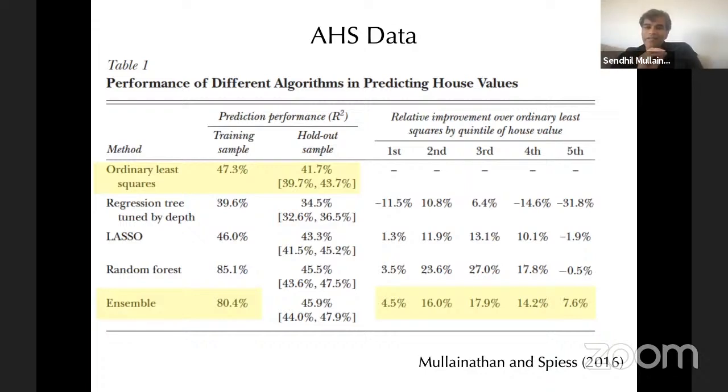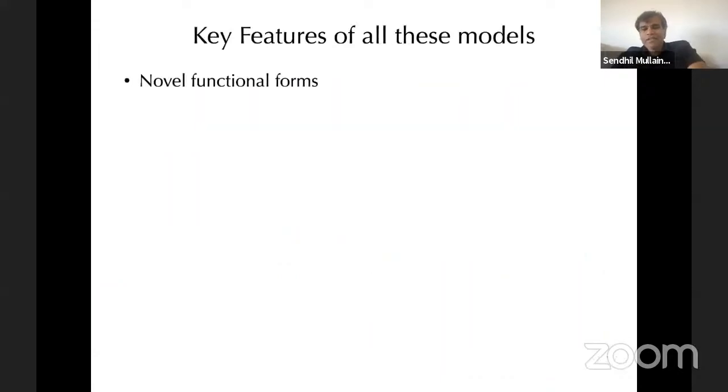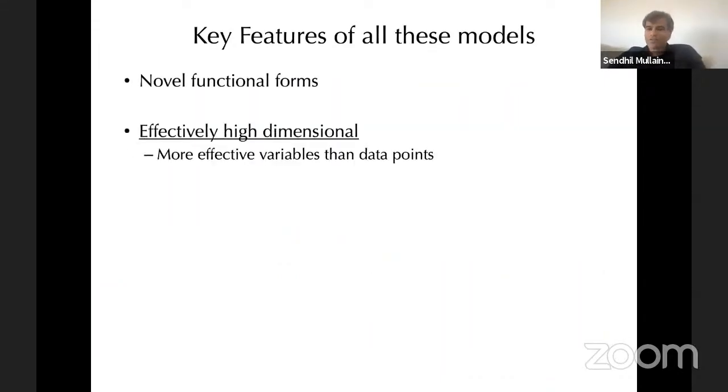And that's because our tasks have a lot of intrinsic noise. So there's just a ton, and Annie Liang will talk about it, there's just a ton of unpredictability. So modest looking gains in R squared space can be pretty big. All right. The key features of all these models that I just showed you is that they're novel functional forms. But the second key feature, and to me, this is the differentiator between machine learning and most of the tools that you've learned so far, is they're effectively high dimensional.